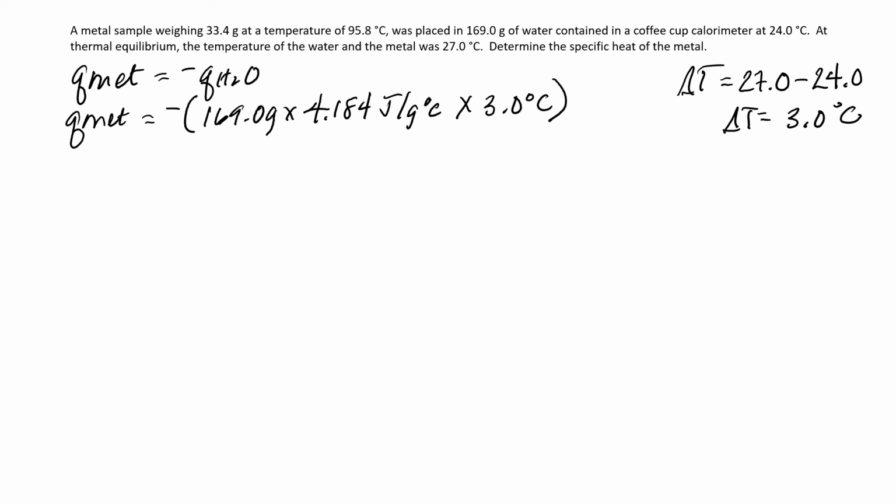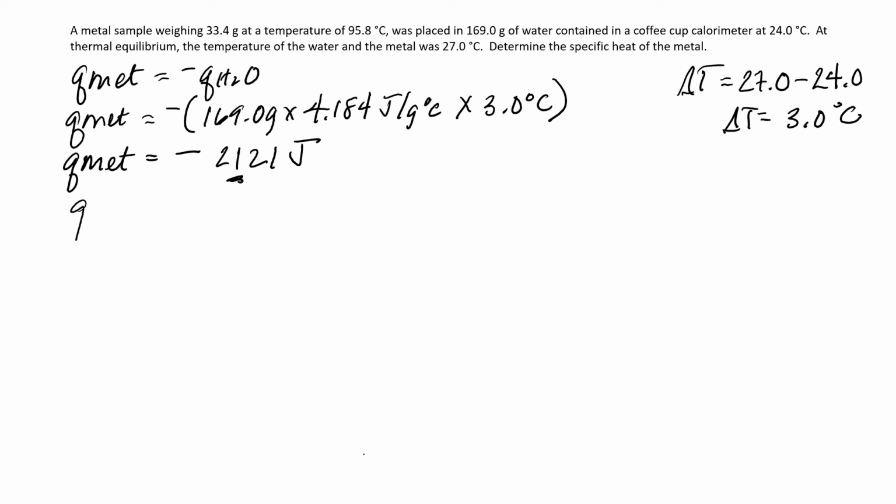And Q of the metal equals negative 2121 joules. Whoa, what's going on there? It's restricted to two significant figures, which again I'm going to mark. We'll not round till the end after we've determined the specific heat of the metal.